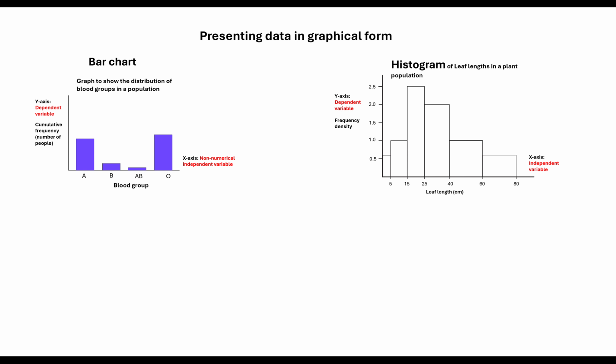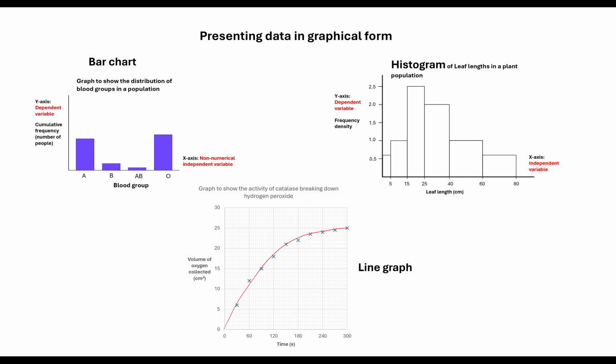And now we present it in a graphical form. Are we going to present it in a bar chart? Are you going to present it in a histogram? Do you know how to do that? Do you present it in a line graph? When do you select which of the graphs that you're going to present in?